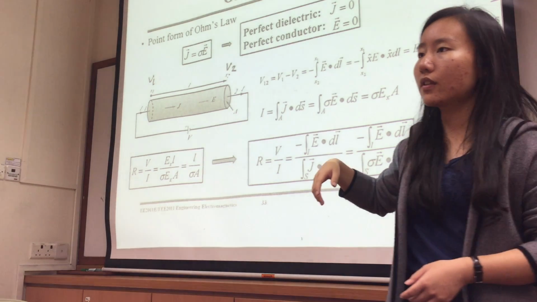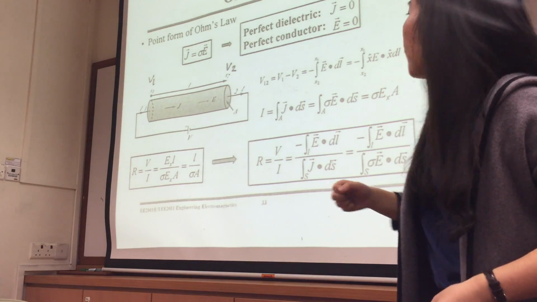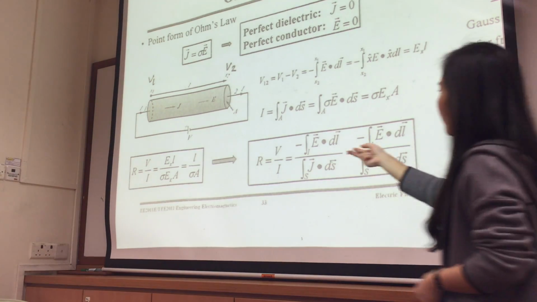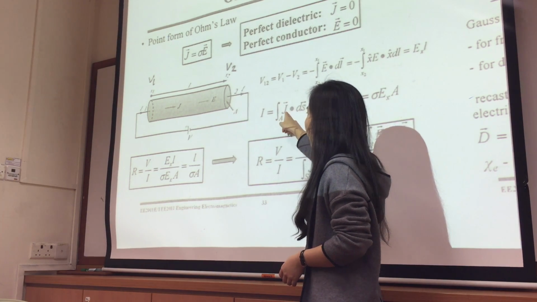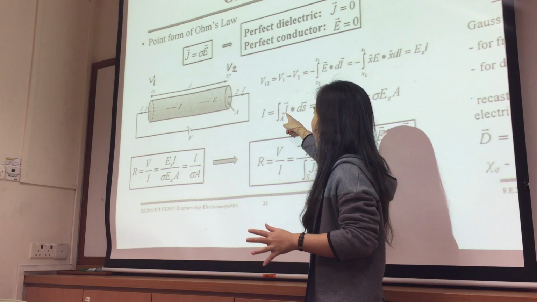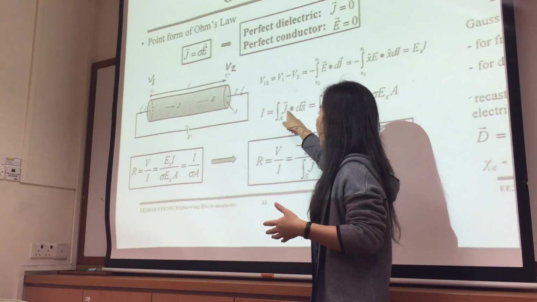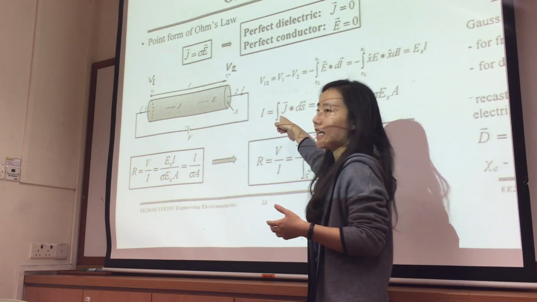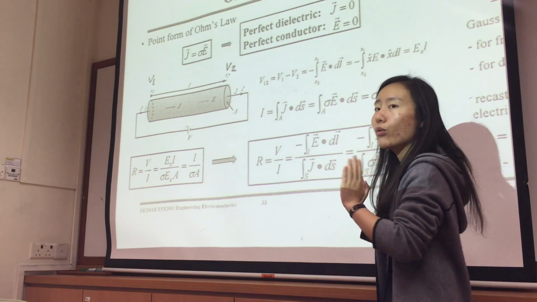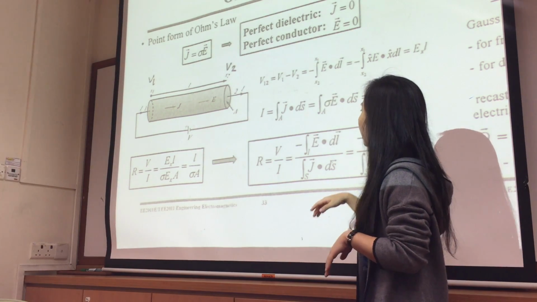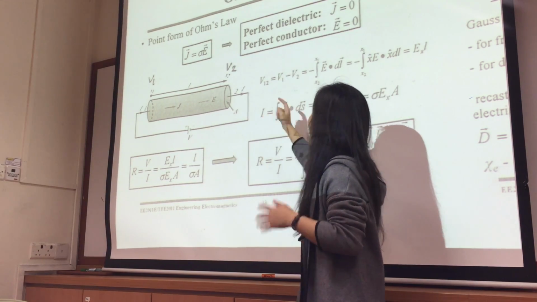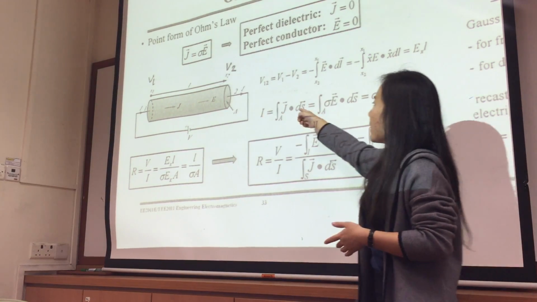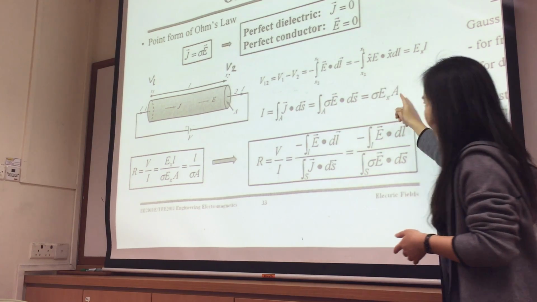So I equals J dot ds, integrated over an area. This is the current density over a surface, so it is dot ds and then integrate over A. Similar to rho, a charge density, J is a current density. This is how I get the total current. Then J is replaced by this one, and I can get this.